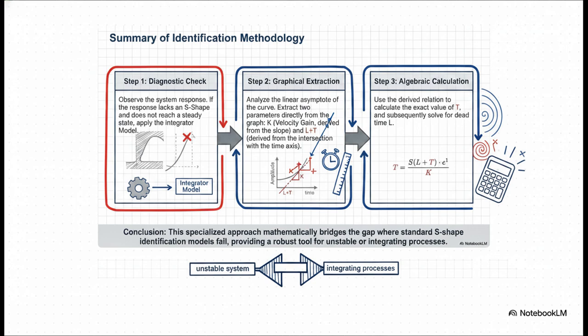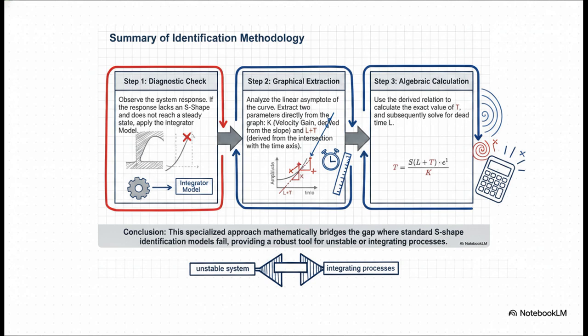Step 1, you apply your step input and you observe. Does it lack an S-shape? Does it completely fail to reach a steady state? If yes, check, you apply the integrator model. Moving down to Step 2, you observe that infinite incline, you measure the slope of the linear asymptote to find K. Then, you trace that asymptote down to the time axis to find the intersection point L plus T.